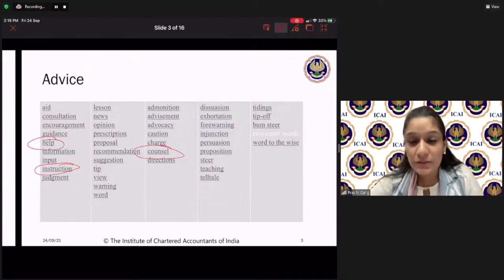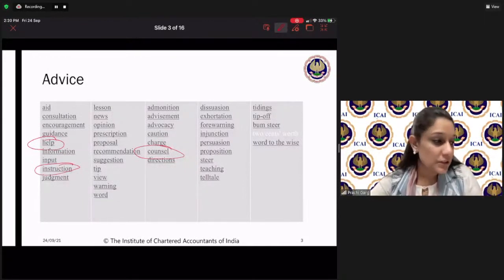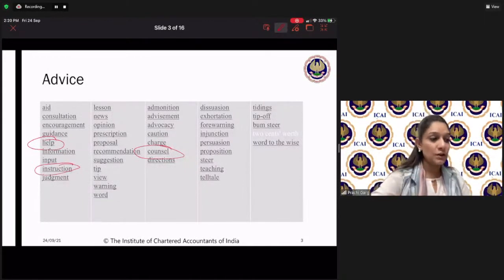Yes, Neha, of course, instead of advice. But you have to see where these words would fit in. These words will not fit in every context.